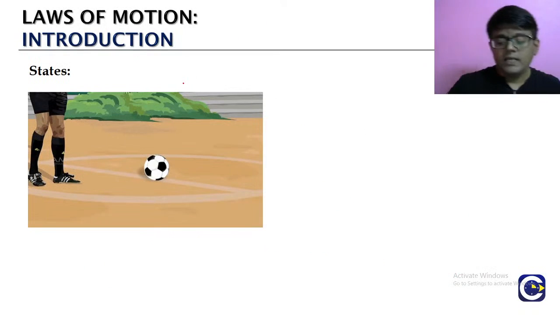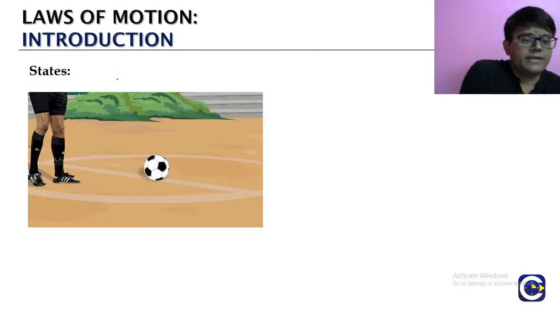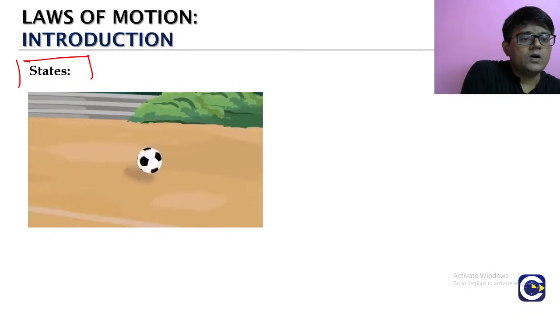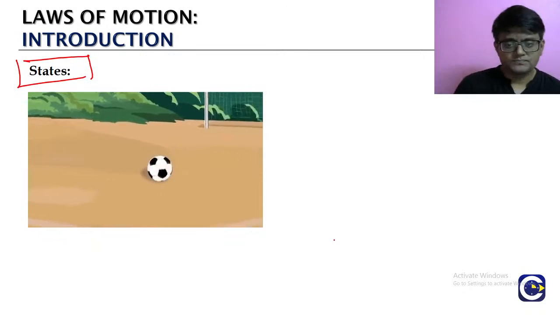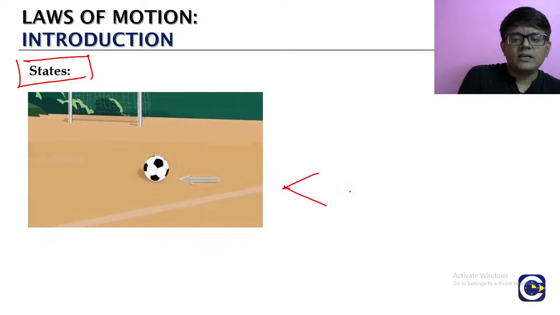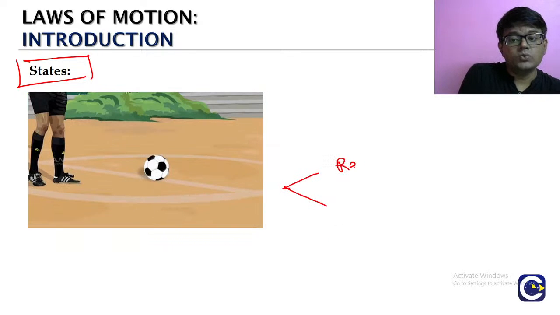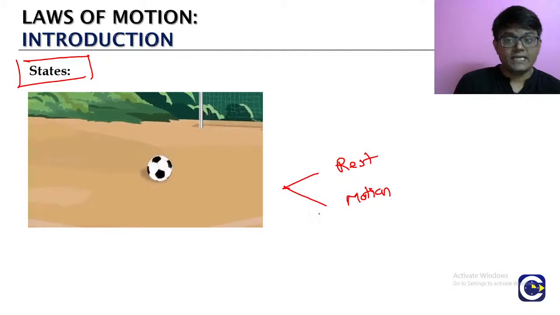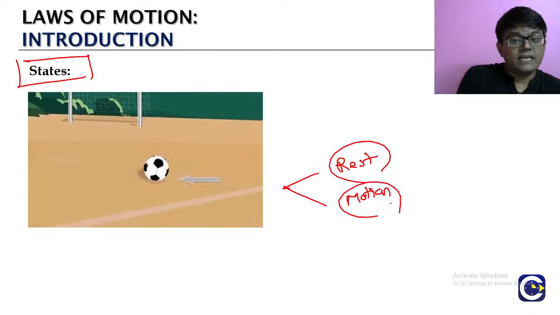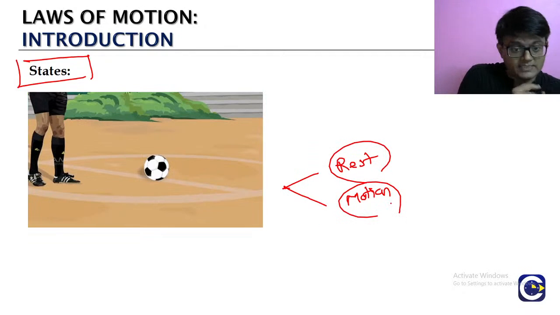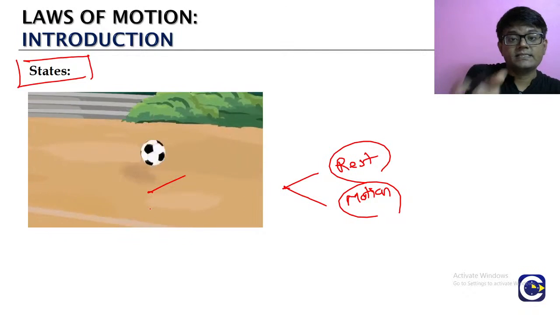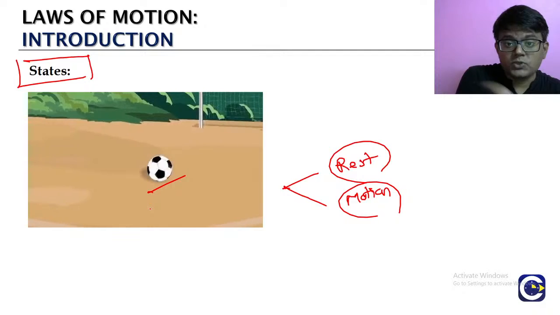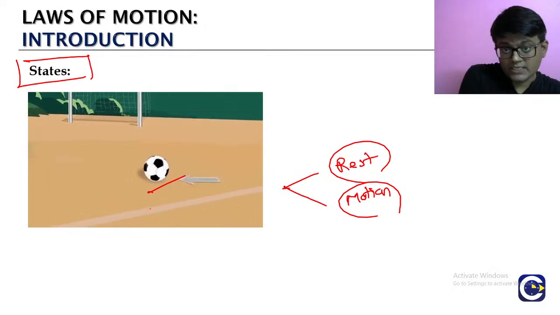In the laws of motion, we are going to study the motion of the object. Fundamentally, every object has two states. One is the state of rest, another is the state of motion. We have seen the definitions of these two already in kinematics. Like this ball: initially, what state is it in? The state of rest. Its position is not changing with respect to time, correct?